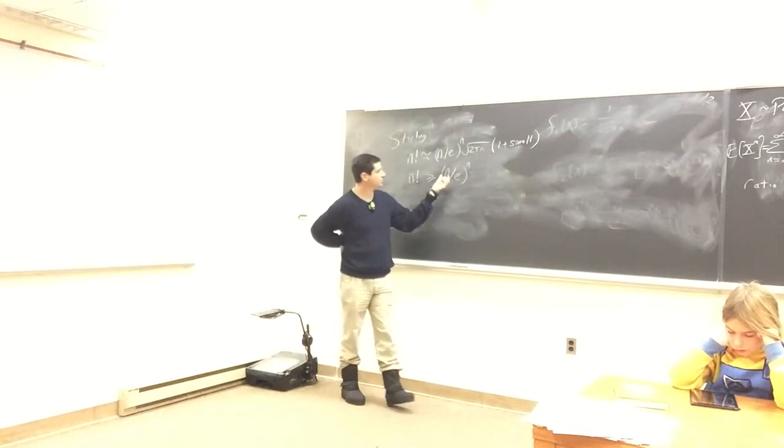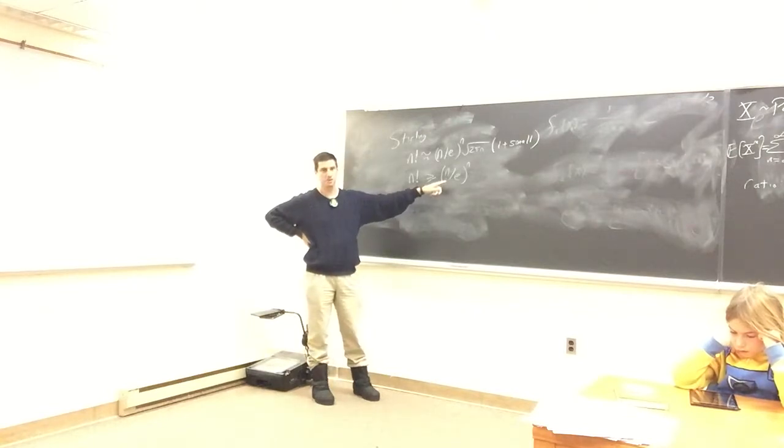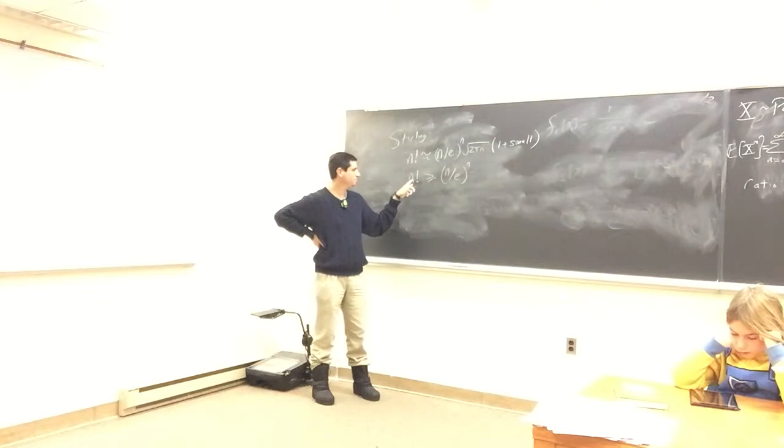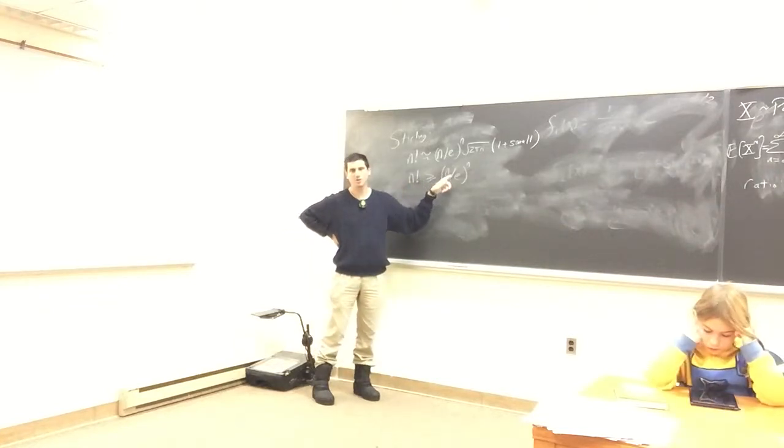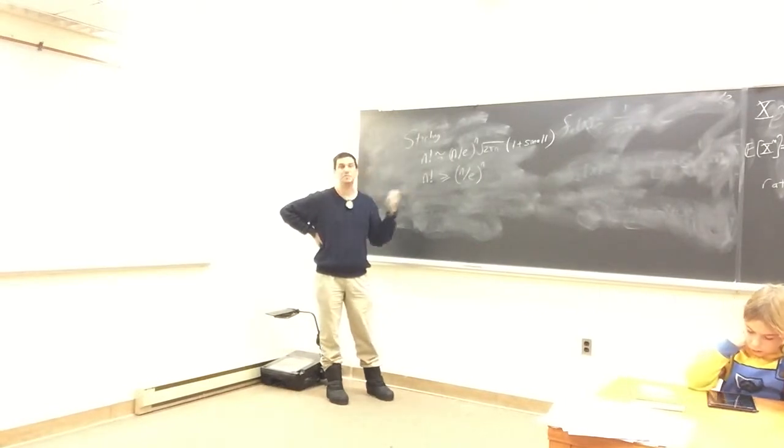What about small values of n? If n equals 1, I've got 1 over e. Okay, that's good. If n equals 2, I've got 2, good. If n equals 3, I've got 6 over (3 over e) cubed, which should still be fine. I think something like this will be fine. So I believe something like this holds for all n. I've got to be a little bit careful.